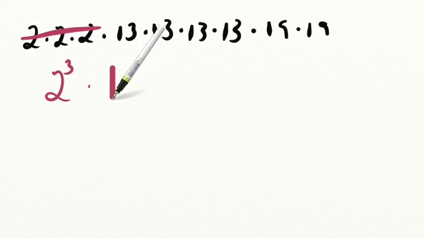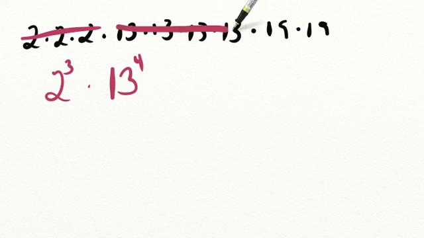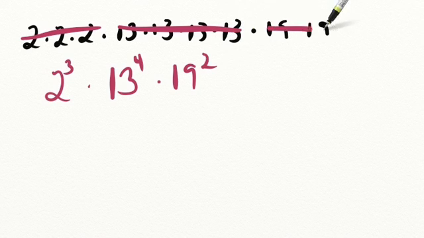So I'm going to multiply 2 to the third by 13 to the fourth power since I have 4 13's. And once again, I'm going to cross that out and move along to the number 19. I have 1, 2 19's. So I'm going to finish my equation with 19 to the second power. You can see how helpful it is to be able to use exponents to shorten this.